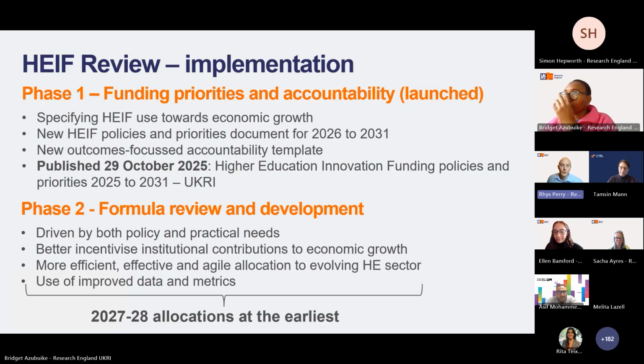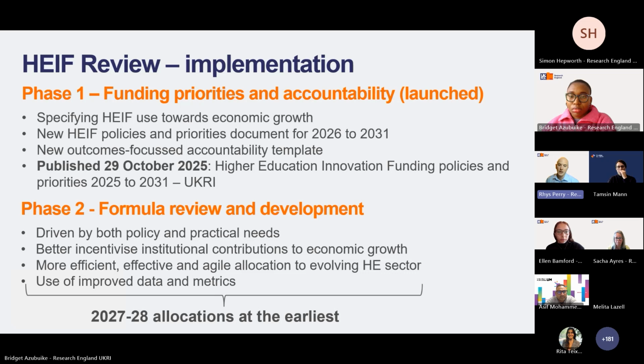Thanks, Ellen. We're now going to focus on what implementation of these priorities into HEIF actually looks like in practice. The team at Research England reviewed the programme and identified 2 mechanisms for adjusting the focus of HEIF, which are being addressed sequentially. Initially, in phase 1, we've updated the priorities for HEIF and adjusted the information collected from HEIF recipients to be more outcomes focused. This will give us increased clarity and quality of evidence to demonstrate how HEIF achieves economic growth outcomes.